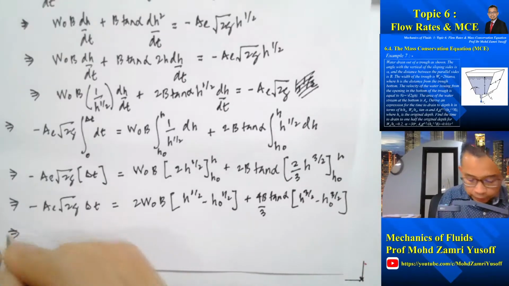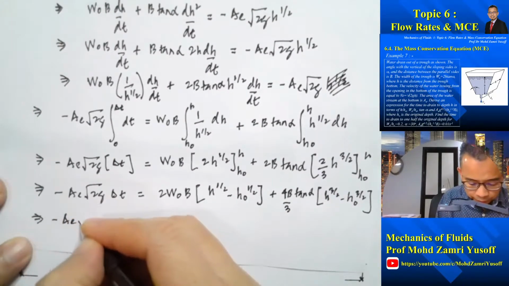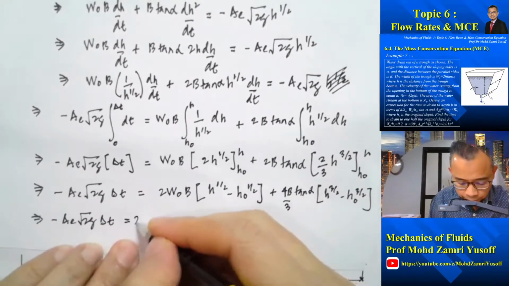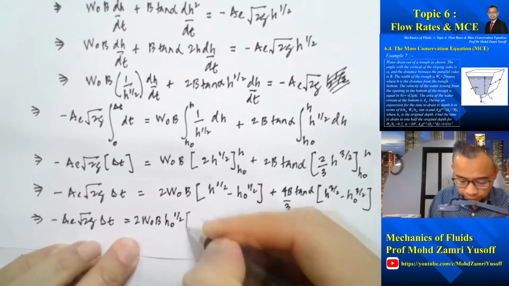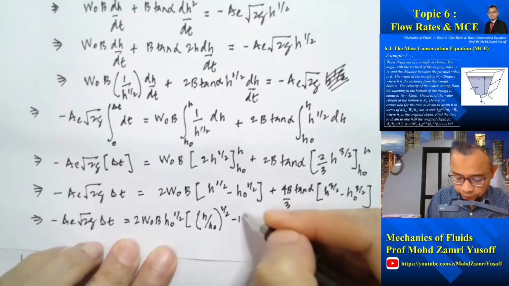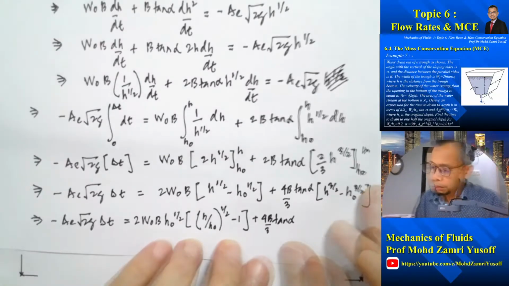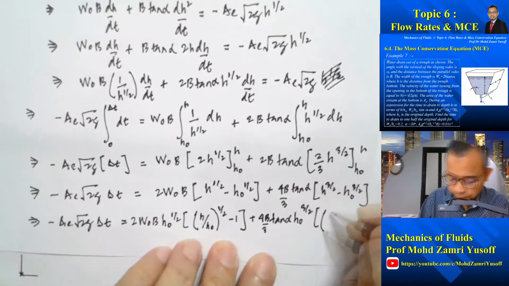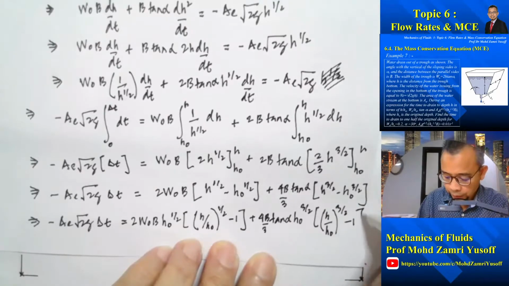So now I do a little bit more rearrangement. I can write minus ae root 2g delta t. Then I can write 2 w naught b. If I take h naught to the half outside, I will have h over h naught to the half minus 1, plus 4b over 3 tangent alpha. Here I will take h naught to the power of 3 over 2 out, so this will give me h over h naught to the 3 over 2 minus 1.